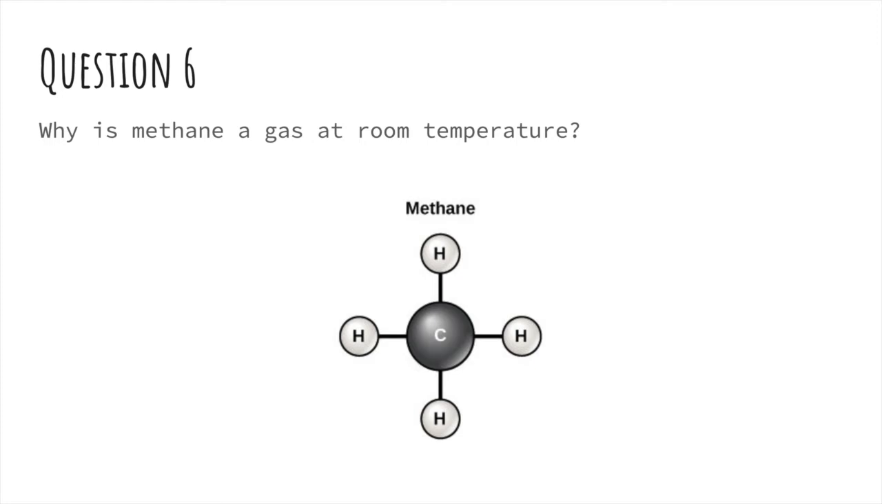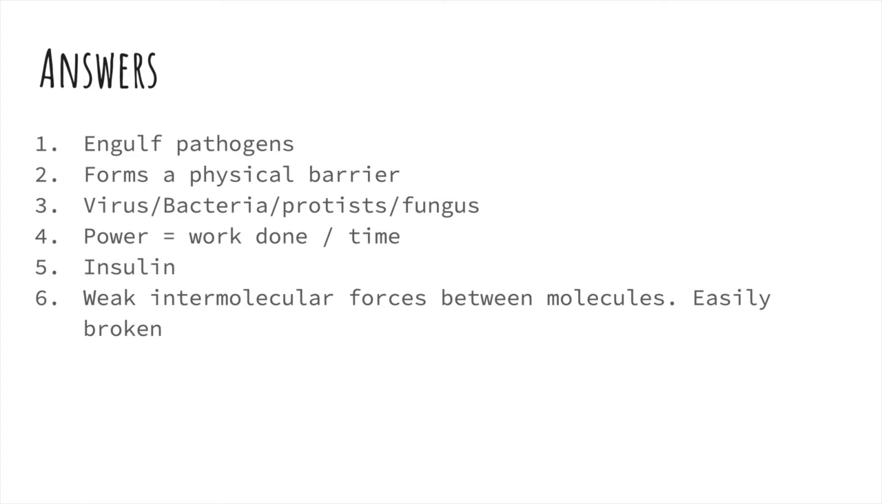Good. So answers then. Phagocytes engulf pathogens. You could say they engulf and digest, but you can't say eat. Skin is a physical barrier. That's all you ever need to be talking about. Your types of pathogens are protists, fungus, bacteria, and virus. Power is work done divided by time. Insulin is the hormone responsible for lowering blood glucose level.